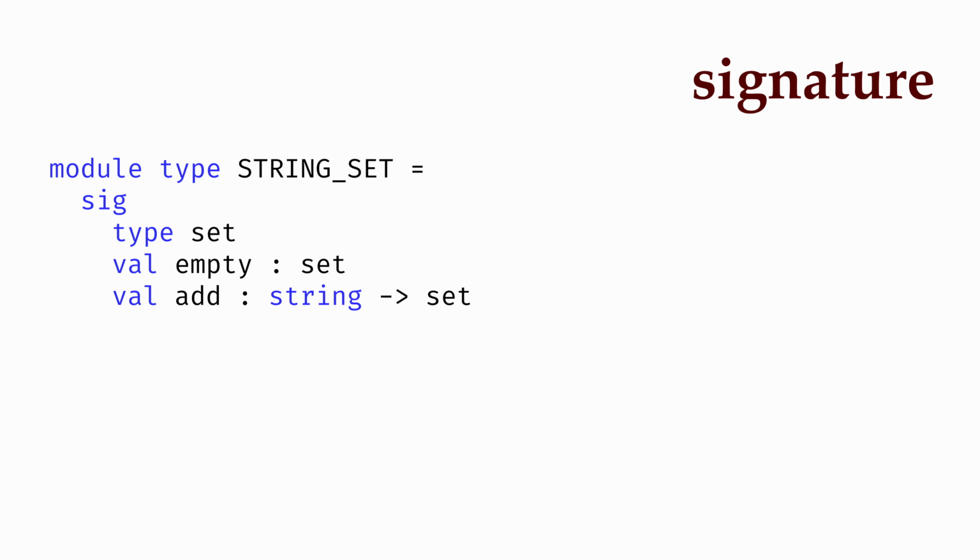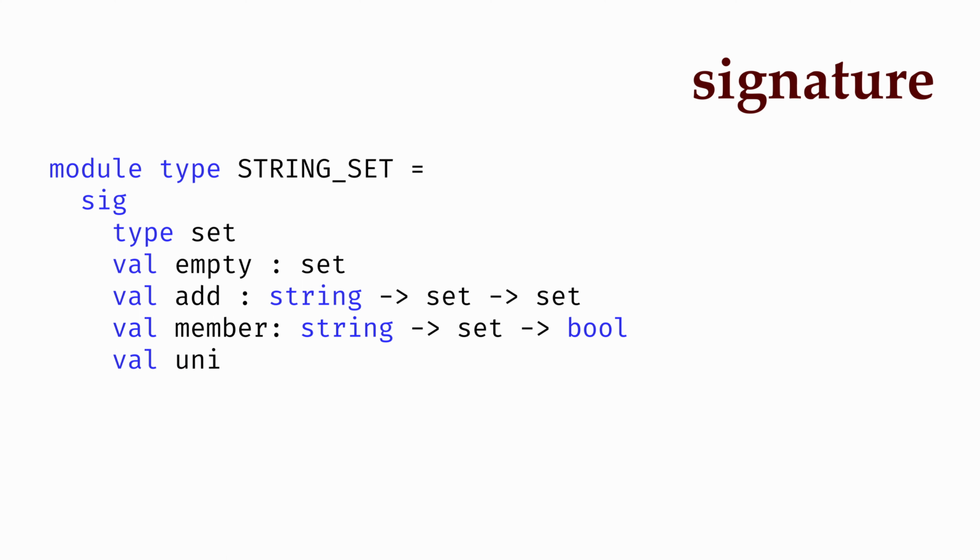Here's what a module signature might look like for an abstract data type for representing sets of strings. We define a type set and a value for an empty set. We also have a function that takes a string and adds it to a set, a function member that takes a string and checks whether or not it's in the set, and a function union that takes two sets and combines their elements together to create a new set with all of the elements.